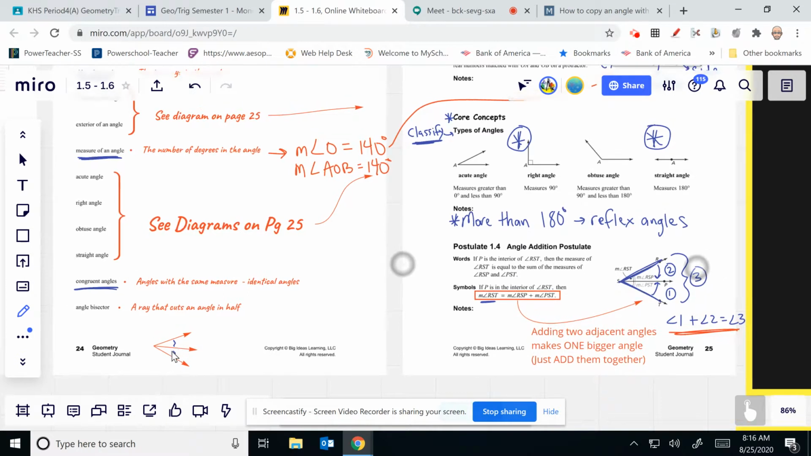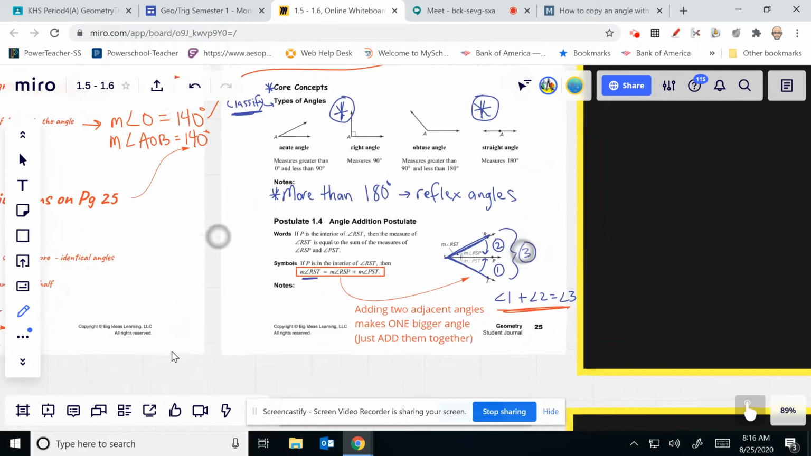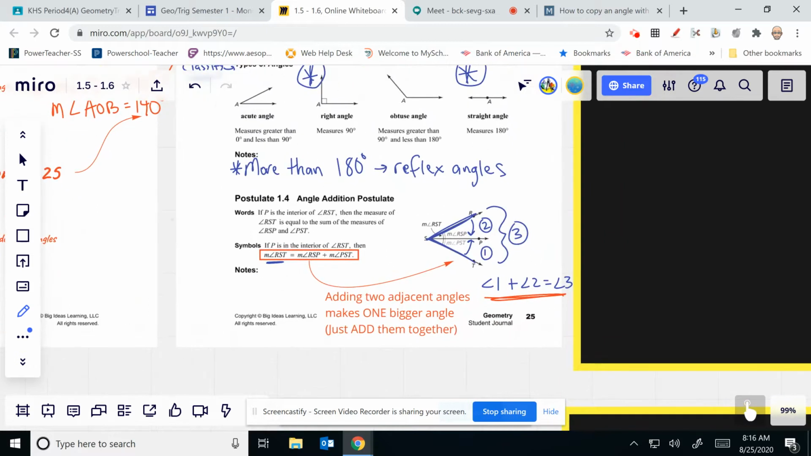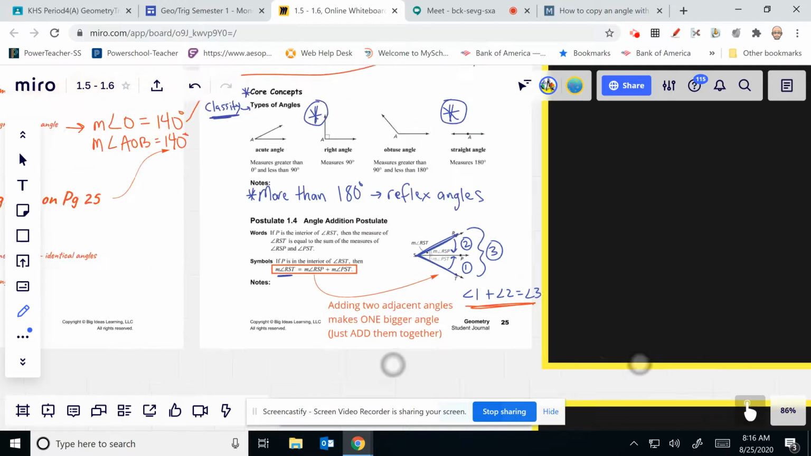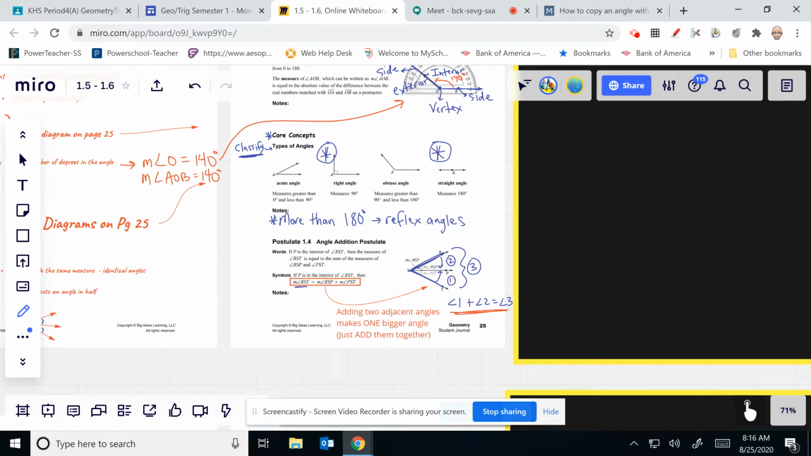And let's see, last thing on this page right here is your angle addition postulate. I kind of already showed you that on that first protractor, where if you add two smaller angles together, you get one bigger angle. So if you notice, I numbered them in there, angle 1 and angle 2. If I add angle 1 and angle 2 together, I'll get the big angle, which is angle 3. So adding two adjacent angles makes one bigger angle. We just add them together. Now, you might have to subtract. If they gave you the big one and one of the small ones, you can subtract to get the other small one. So whether you're going to add or subtract just depends on what they give you in the problem. So that's your angle addition postulate.